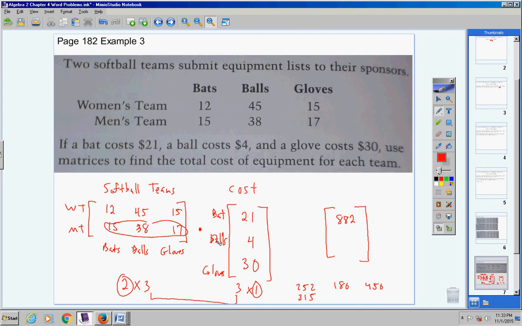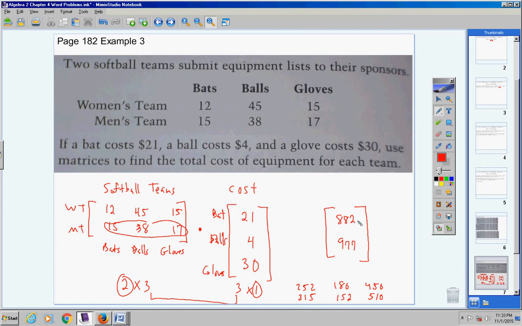38 times 4, which is going to give me 152. And then 17 times 30, which should give me 510. So let's add those up. 152 plus 315 plus 510 gives me 977. So that'll go right here.